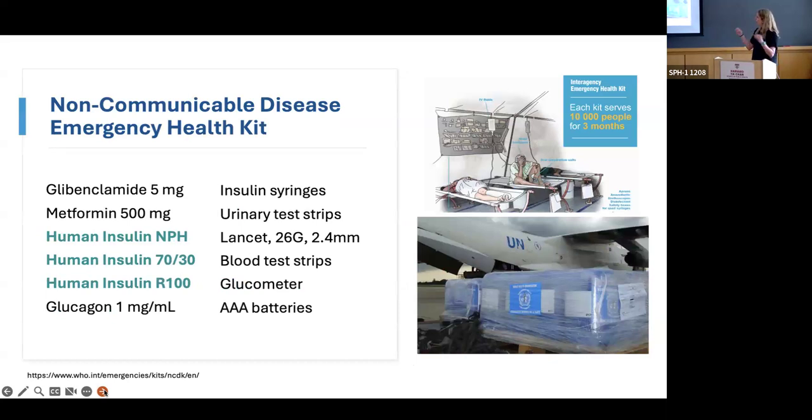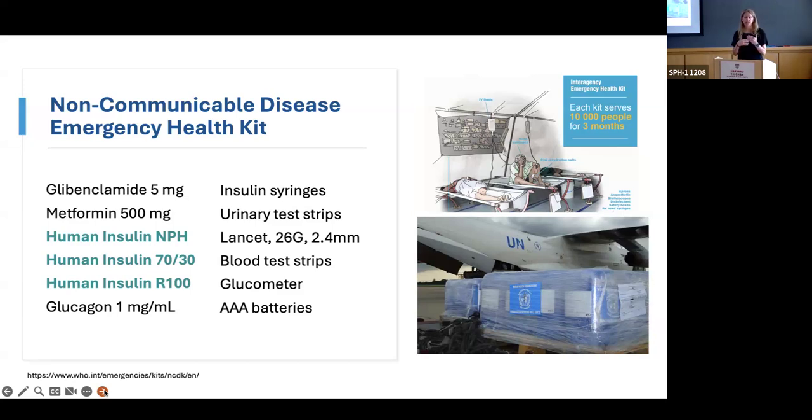Now, for an acute emergency response, there is such a thing called the Interagency Emergency Health Kit, which the WHO and UN agencies can deploy when needed in an acute crisis. And these kits provide basic medical services for a population of 10,000 people for 3 months. So you can order however many of these you want based on the population affected. And up until, I want to say around 2016-ish, give or take a year, there was no insulin in any of these kits.